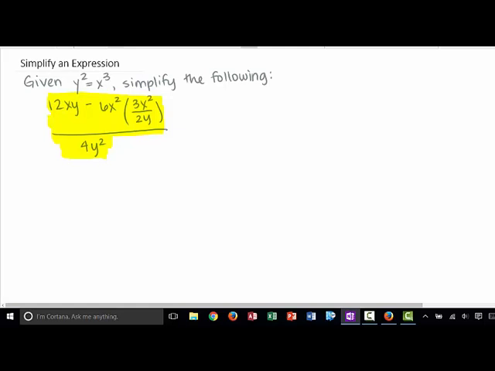And so I'm going to try to simplify this first before I get rid of that complex fraction, because I hope you can easily see, for example, that that 2 will divide into that 6. So I have 12xy minus, and that will become 3 times 3, which is 9x to the 4th, because I have x squared times x squared, over y, all over 4y squared.